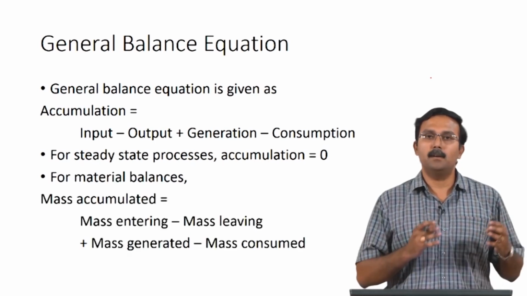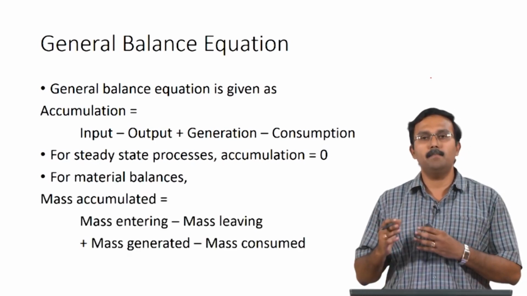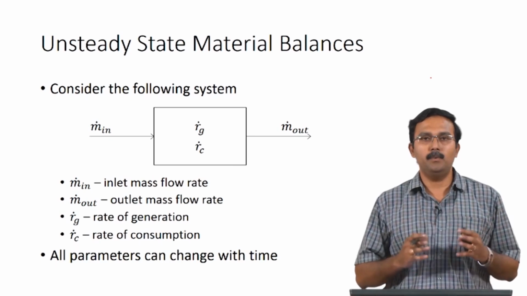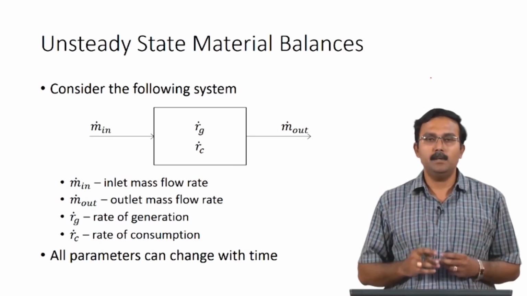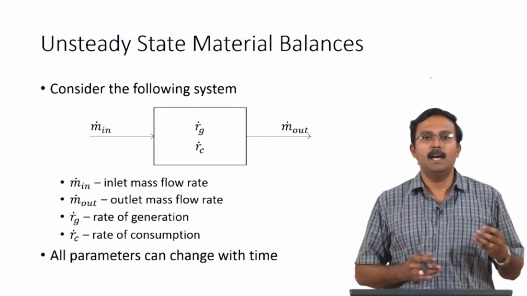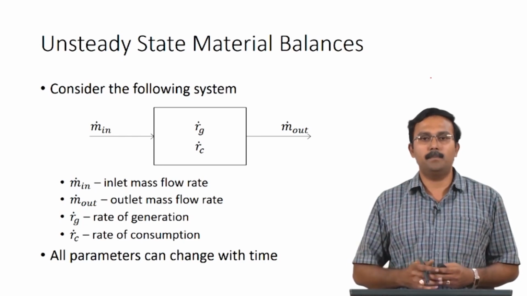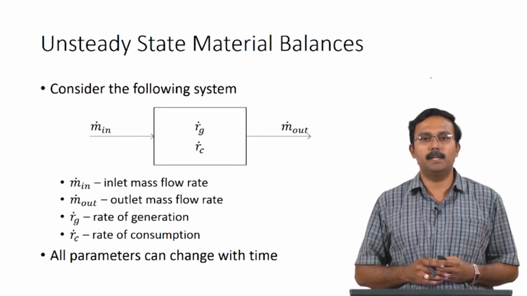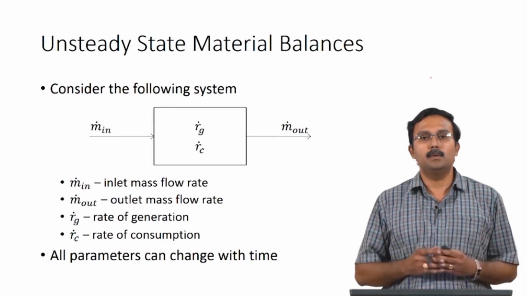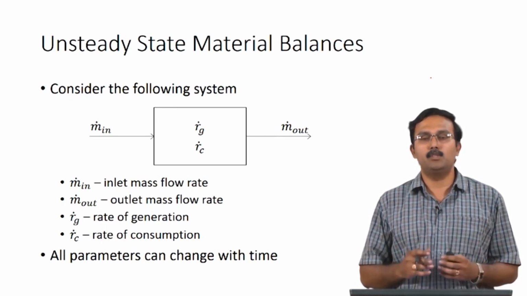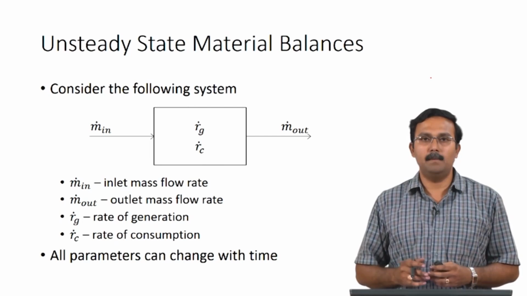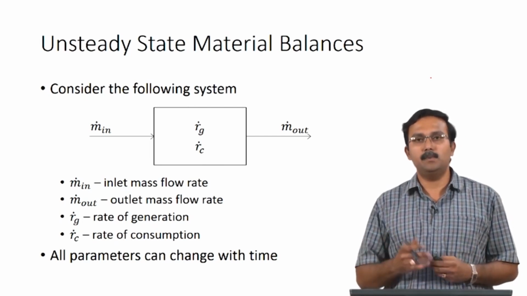For material balances, mass accumulated is equal to mass entering minus mass leaving plus mass generated minus mass consumed. If we take the following system, which is a continuous system with m dot in as the inlet mass flow rate, m dot out as the outlet mass flow rate, Rg as the rate of generation of a component and Rc as the rate of consumption of a component, then we can write general material balance equations. Until now we have assumed that none of the parameters will change with respect to time. However, in an unsteady state material balance these parameters can change with respect to time.